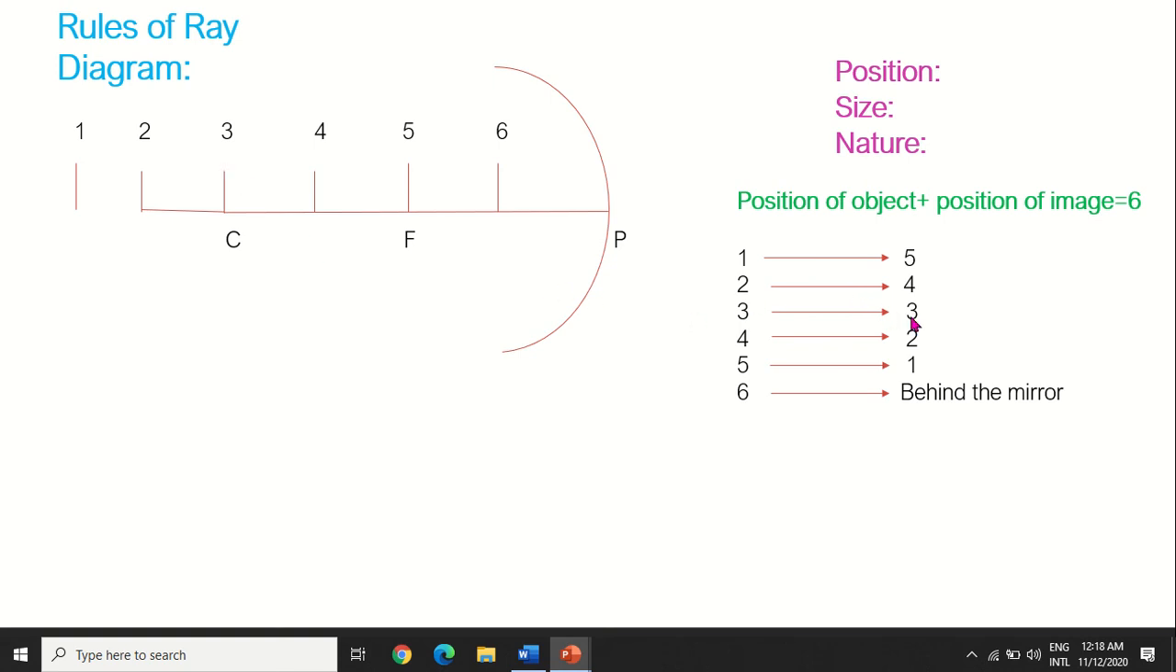Similarly, if the object is at center of curvature, that means position 3, then the image will be formed at the position 3. If the object is at the position 4, then the image will be formed at the position 2. If the object is at the position 5, then the image will be formed at the position 1. If the object is at position 6, then the image will be formed behind the mirror. So in every case, the sum is equal to 6.